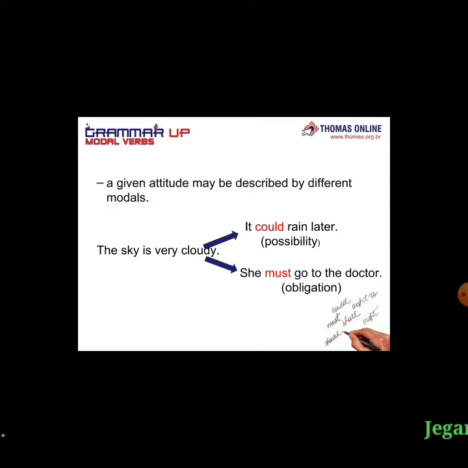A given attitude may be described by different modals. The sky is very cloudy. It could rain later. Possibility. She must go to the doctor. Obligation. A given attitude may be described by different modals. We can use a different modal here, could and must.